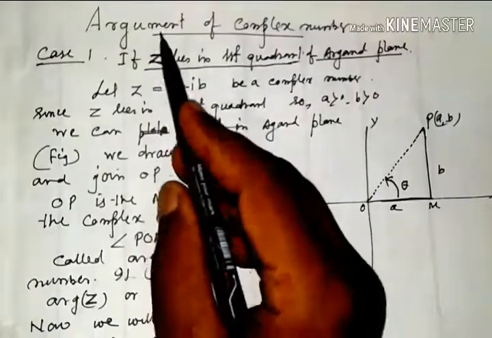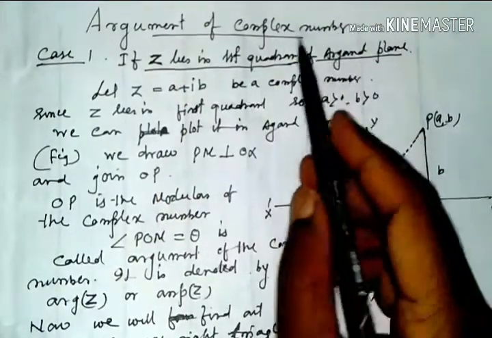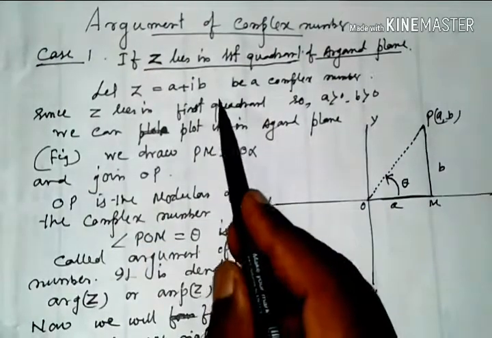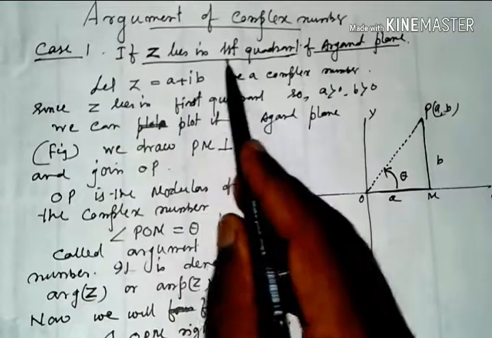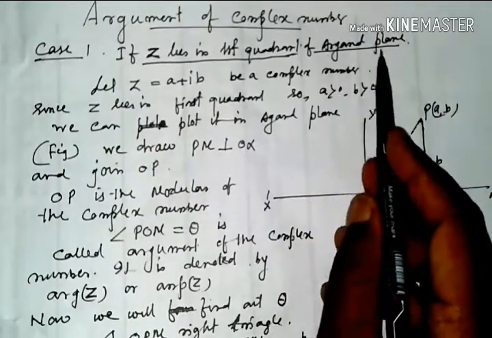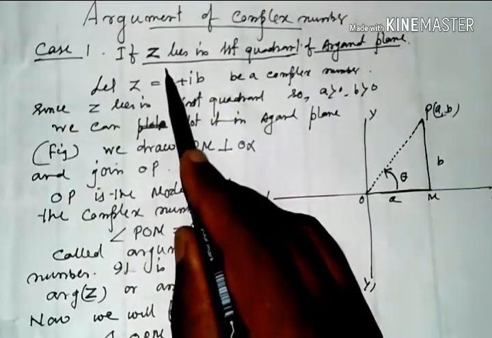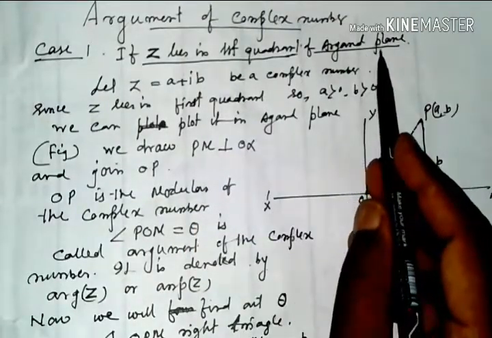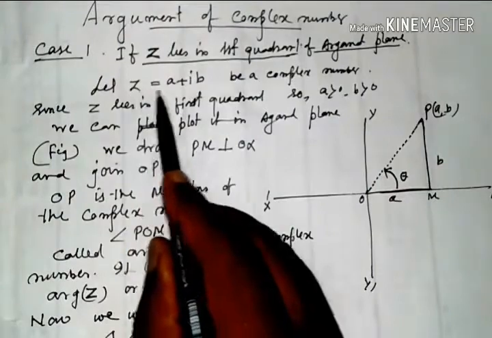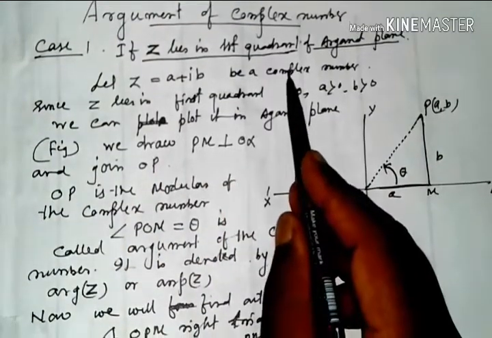Today I shall discuss the argument of a complex number. This is case 1 first. That is, if z lies in the first quadrant of the argument plane, that is, z is a complex number and it lies in the first quadrant of the argument plane, then this is the case. Let z equal a plus ib be a complex number.